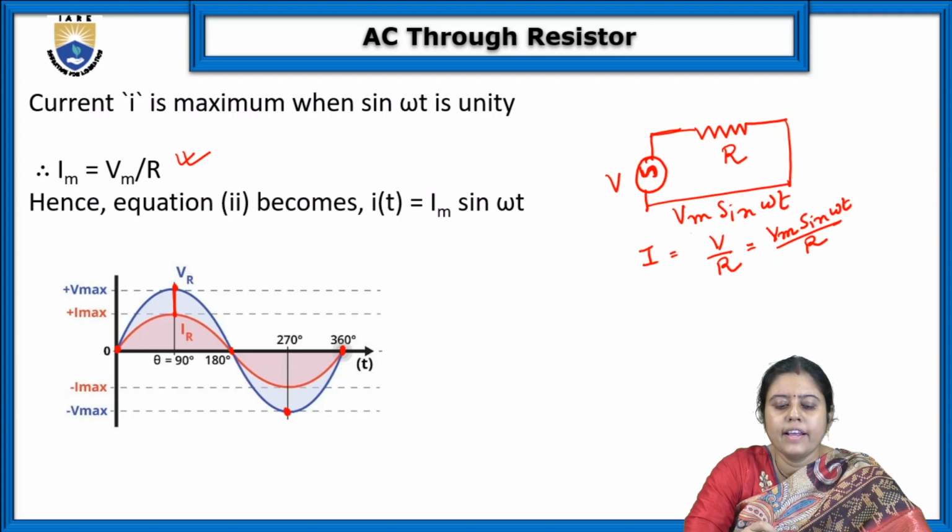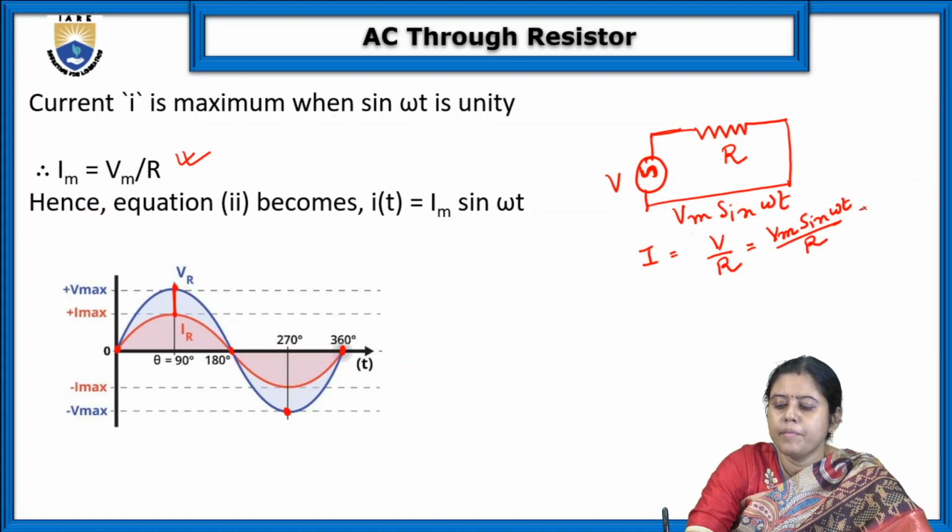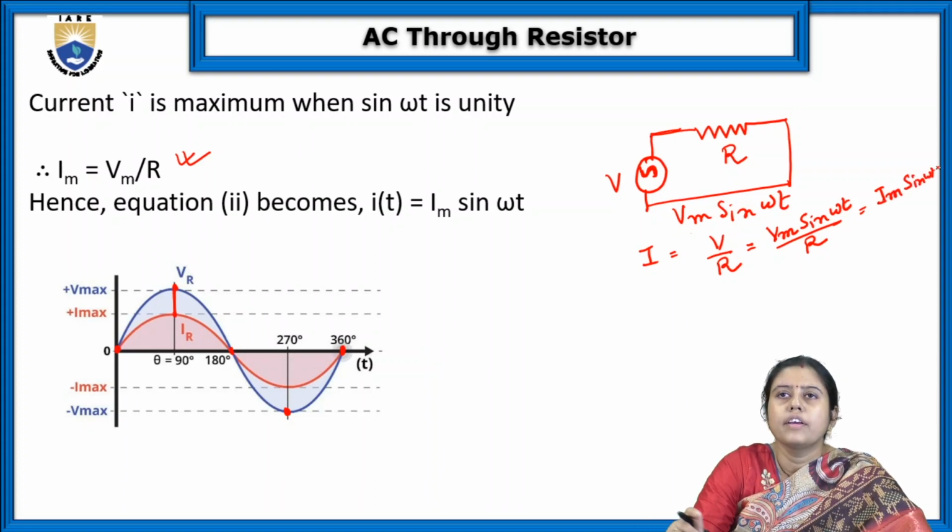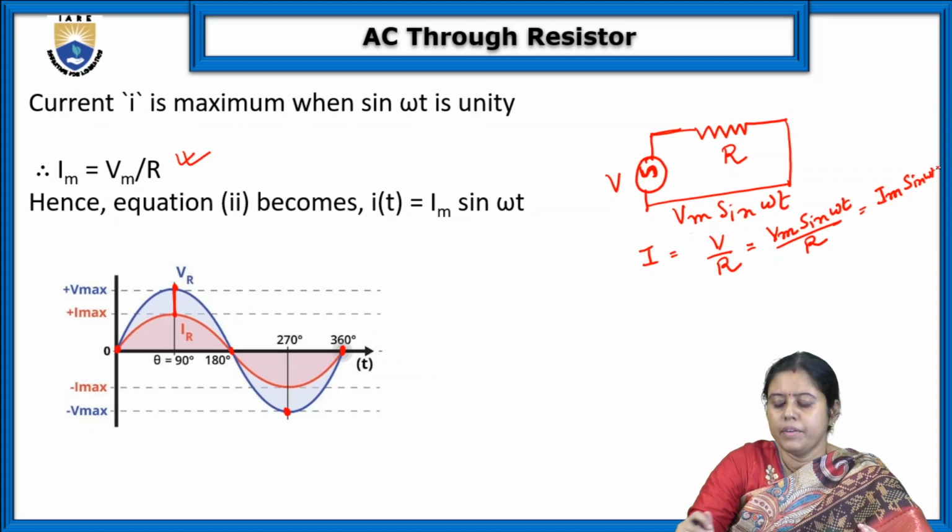So we can tell Im is equal to Vm by R, and what is the current It? It is equal to Im sine omega t. So Vm by R is Im, so we can write Im sine omega t. Here you can see only the change in its magnitude, but the angle remains the same.